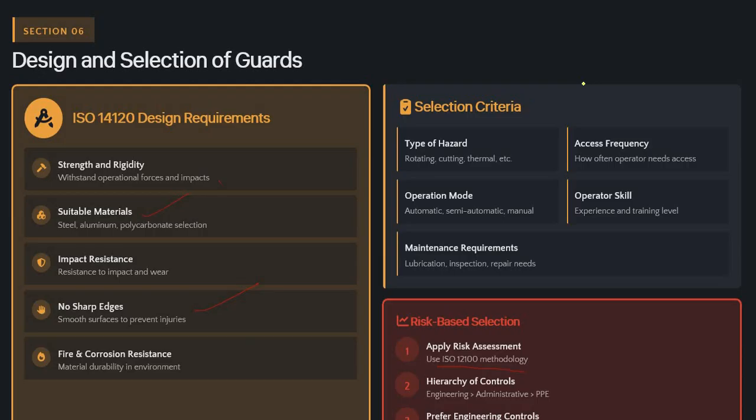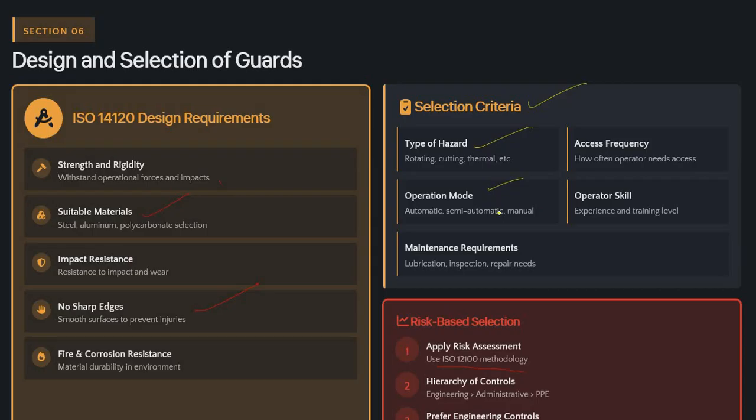Selection of the guard. Why do we need selection? I think by example you people got to know. Based on the type of hazard, whether it is rotating, cutting, or thermal, we first need to identify the hazard, then the access frequency. That means how much time we will enter inside a machine, how much time it will take for us, or how much time we need to do some kind of setup. And which area we will access. And the operation mode: automatic, semi-automatic, and manual.